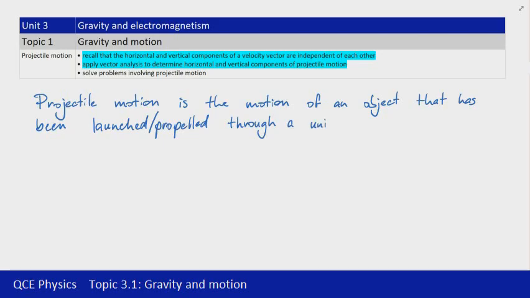Now, that idea of a uniform gravitational field we will come back to in a later area of topic 3.1, but I'll just mention it here now, considering that it is an important idea. That means that if it's launched through a uniform gravitational field, there's only one force acting on it, and that would be its weight.